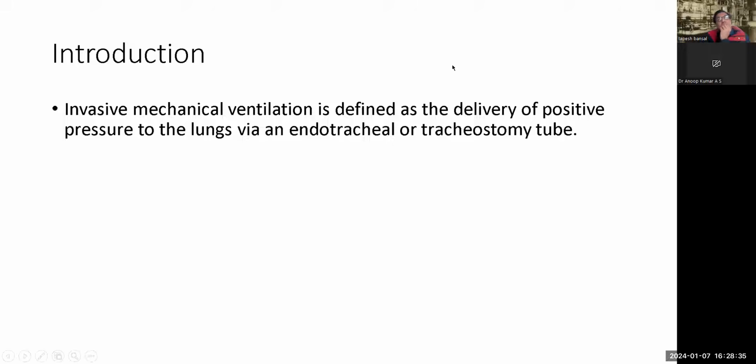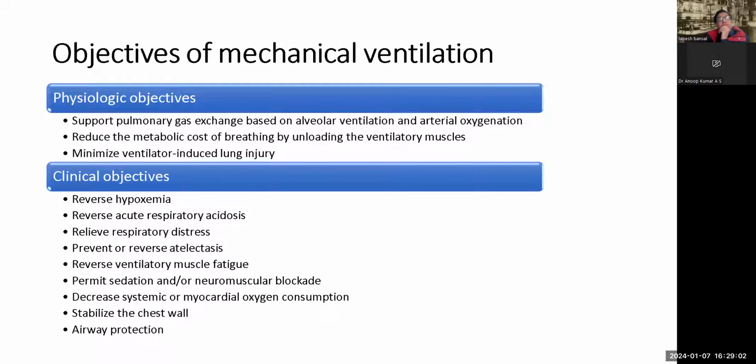As you all are aware, invasive ventilation is basically delivering positive pressure to the lungs via an endotracheal tube or a tracheostomy tube. So we'll be pushing air into the lungs using a machine, and we'll be regulating different pressures and the mode of delivery of air using different settings. There are physiological objectives and clinical objectives in mechanical ventilation that you should be well aware of.